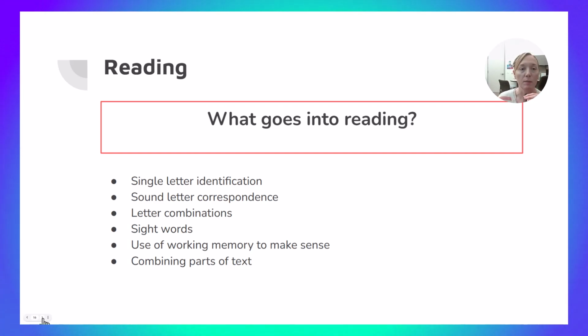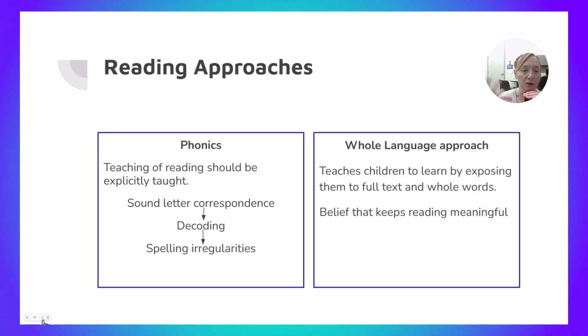Once we're able to make sense of it, we can start combining parts of text to make fuller comprehension of a story, right? So we might be able to comprehend one sentence, like the cat is wearing the hat. We might read that and then be able to show someone the cat that is wearing the hat. But ultimately, what we need to move towards is being able to read whole passages and understand what is being said and what is happening. And that's kind of what goes into reading. There's a lot that goes into reading.